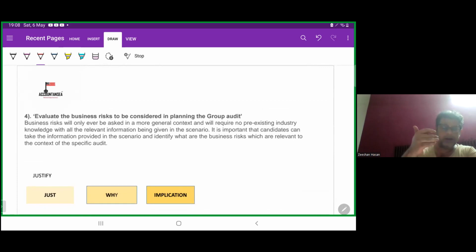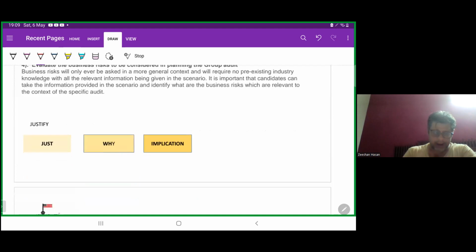Business risk will only ever be asked in a more general context and will require no pre-existing industry knowledge, with all relevant information being given in the scenario. It is important candidates can take the information provided in the scenario and identify the business risks which are relevant to the context of the specific audit. So you have to justify just why and the implication. Remember this approach: justify, why, and implication.